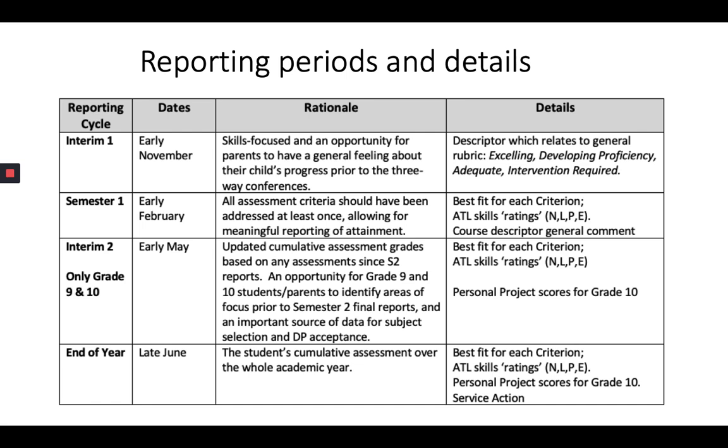There's no huge value in having an Interim 2 report for grades 6 to 8, because not many assessments would have been done after the conclusion of semester 1 by that stage. Personal project scores for grade 10 will also appear on the Interim 2 report. And then the end of year report is, as I've said, cumulative assessment over the whole year, and also information about the student's service action completion, which is another aspect of the MYP. Your children will be informed about it in detail by Mr. Stephen Buchanan, who runs the service action, as well as their advisory teachers and their heads of grade.